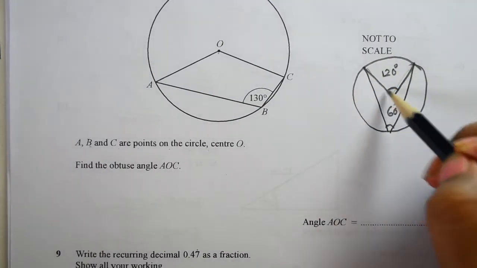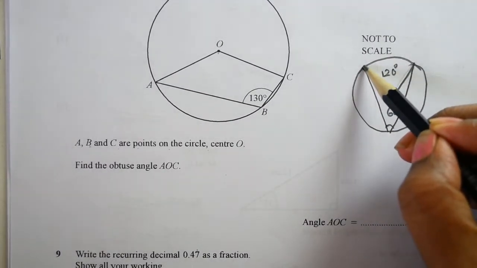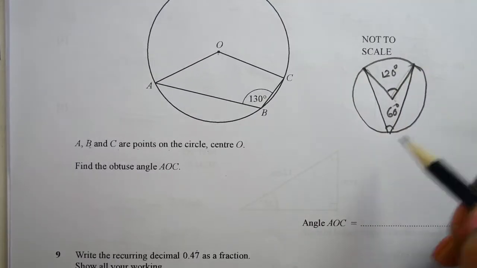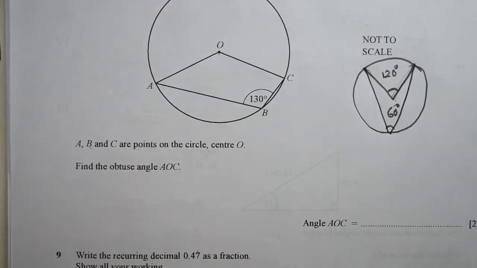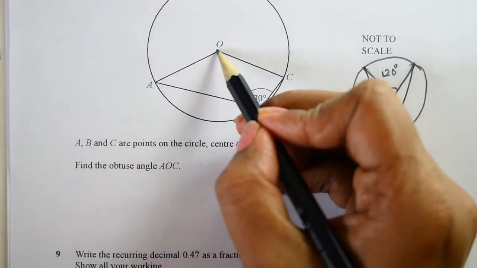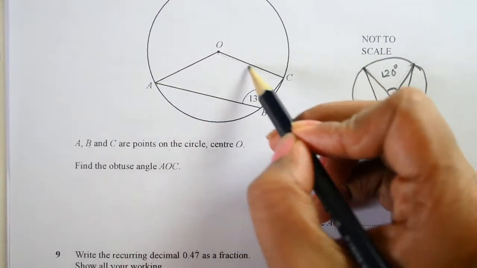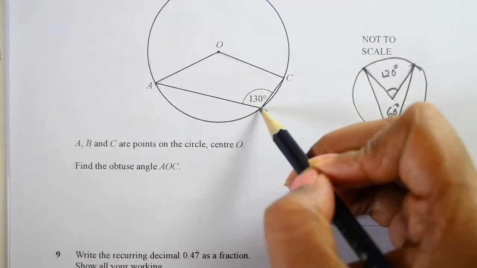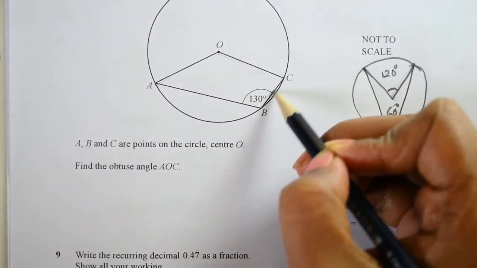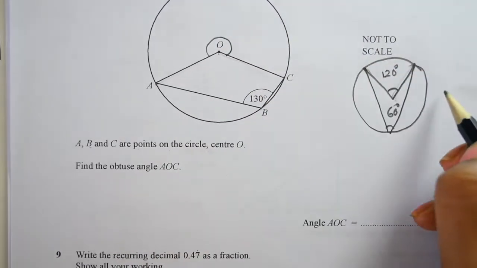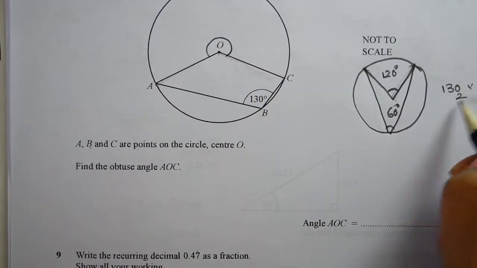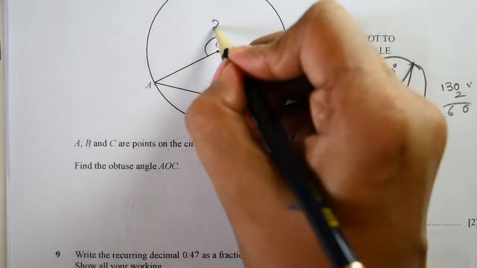You know how? Look at this one. This is the starting point of this radius. This is the ending point. Same like the subtended angle also. Same starting point, same ending point. Listen here. This is the radius. This is the starting point C and this is the ending point of this subtended one. So this angle is the double of this one. That is 130 times 2, that is 260.